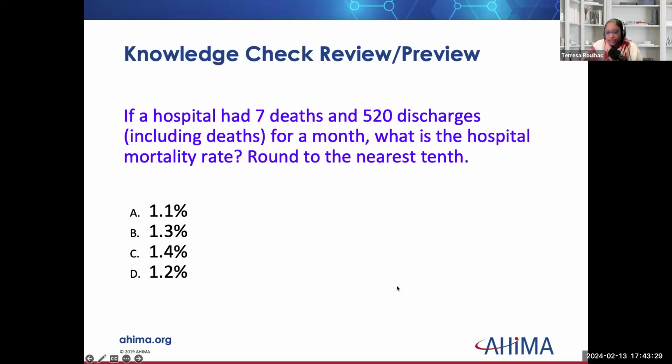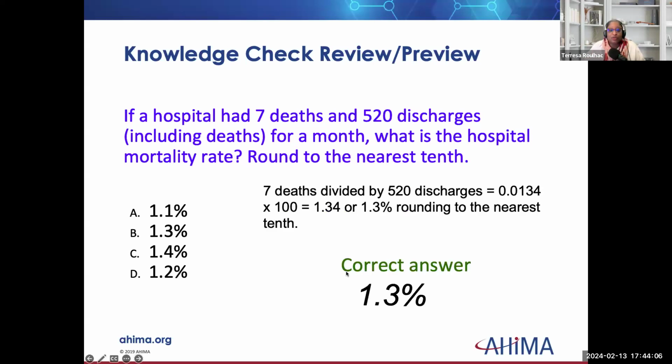All right. So this is most likely how you guys are going to see all of these formulas from chapter 6 and chapter 7. If a hospital had 7 deaths, and hint, hint, we've seen this one. If a hospital had 7 deaths and 520 discharges, including deaths for a month, what is the hospital's mortality rate? Round to the nearest 10th. You have your options 1.1, 1.3, 1.4, and 1.2. That is correct. 1.3. So this is a perfect example, right? When we want to round to the nearest 10th, especially when it comes to a percentage, we want that 10th space right after the decimal. So 1.3. Okay, so good job.